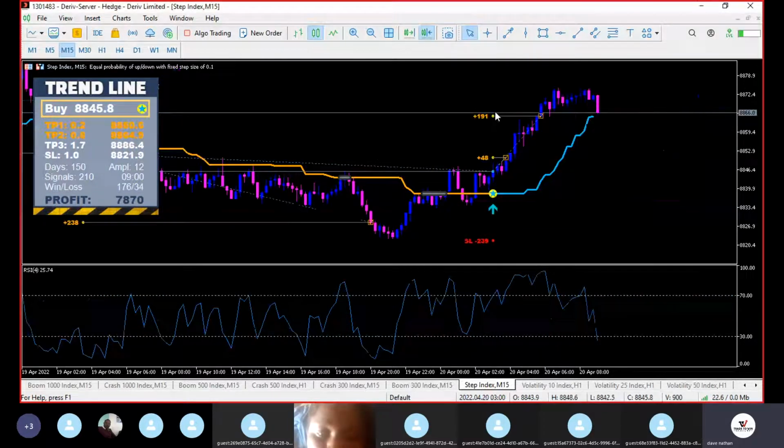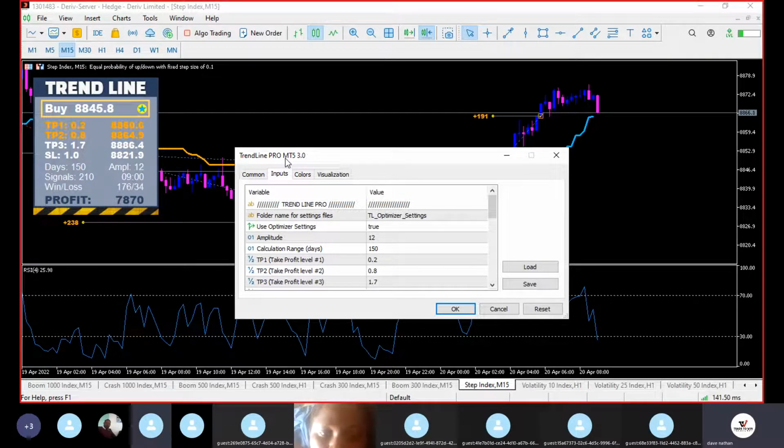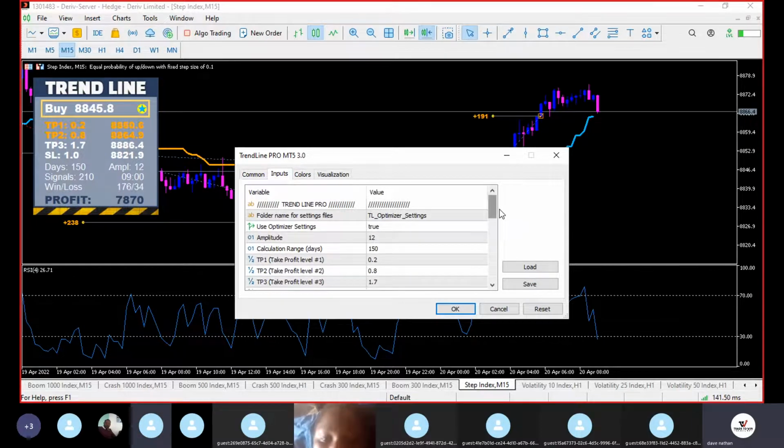All right, thank you. So the trend line row indicator, I'm going to share it on the platform so that everyone can have a copy, and then use the default settings. I'm not going to change anything. I'm going to be showing you how to use it effectively on volatility. I'm also going to be showing you how to use it on boom and crash, and then jump index.